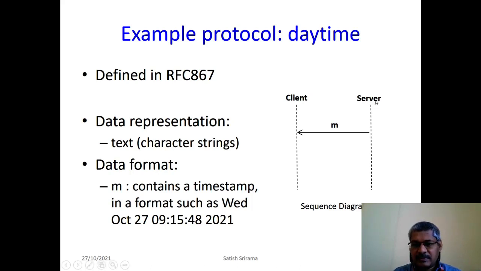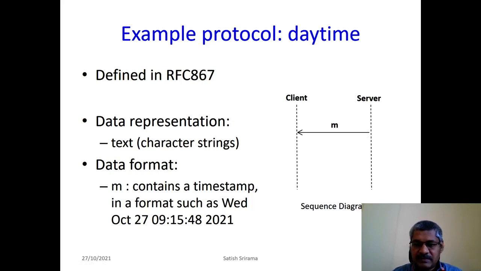So there will be a client and there will be a server. Basically this protocol defines that the server will be sending a message to the client. Based on the protocol, the data representation of the message is text, which is character strings. And the data format which the server will be sending to the client will contain a timestamp in a format such as Wednesday, October 27th, 9:15 a.m., 2021. This is how the RFC defines the datetime protocol. It doesn't specify how you should implement this. Implementation is left to you as long as you stick to this protocol.